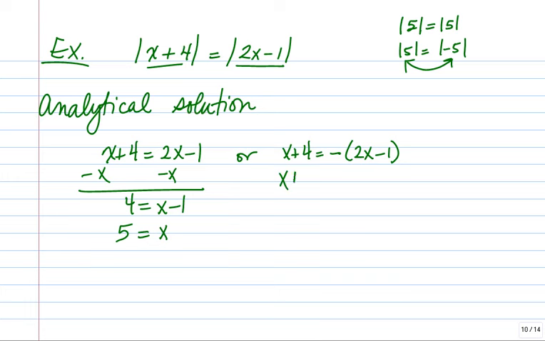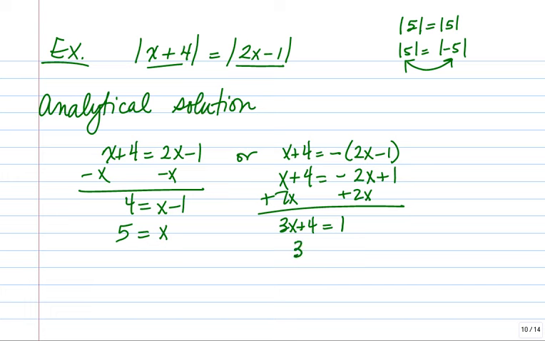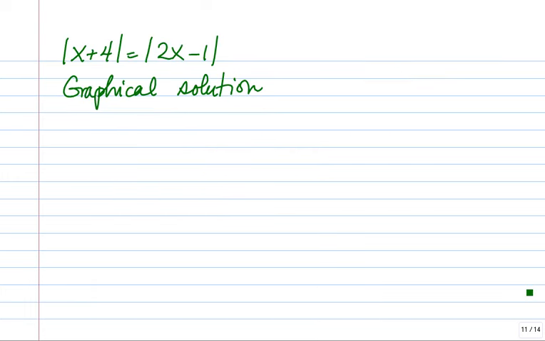Or we get that x plus 4 is equal to the opposite of 2x minus 1. So if we add 2x to both sides, we would get 3x plus 4 is equal to 1. So we can subtract 4 to get 3x equals negative 3, and therefore x is negative 1. Let me clean this up right here for a minute. So our two solutions would be negative 1 and 5. Now, let's talk about how we could do that graphically.